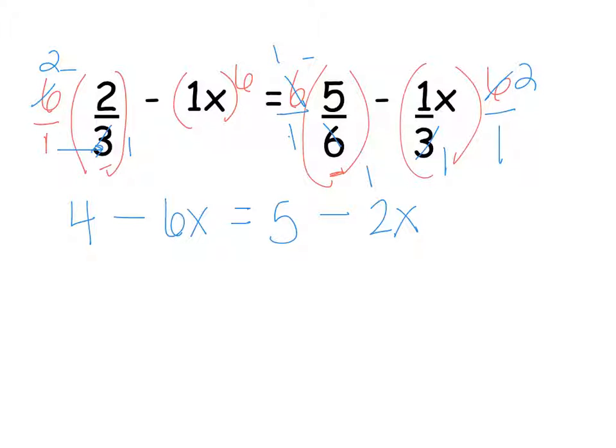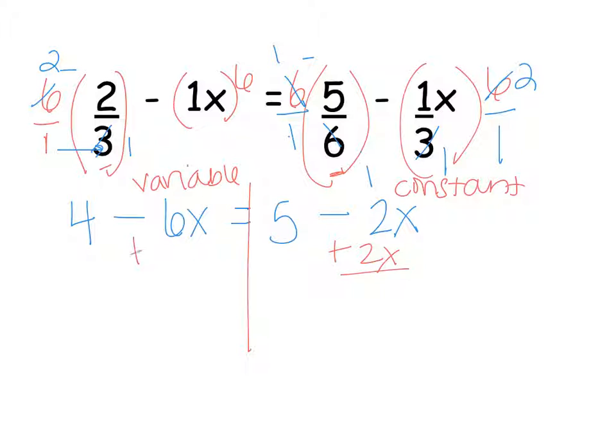Okay, now I have all whole numbers. Okay, I don't have any fractions left. I can just solve it with whole numbers. Remember, in the last lesson we talked about we want one side to be all the terms with variables, and we want one side to be all the constants. So I'm going to make this my variable side, and I'm going to make this my constant side. Okay, so let's add 2x and add 2x. Negative 6 plus 2x is negative 4x equals, on this side I'm left with 5, and on this side I still have a 4.